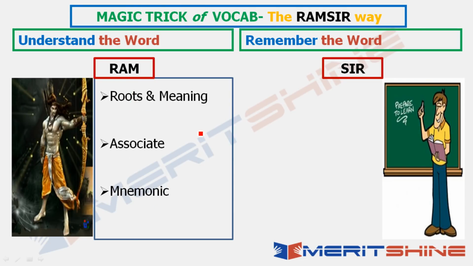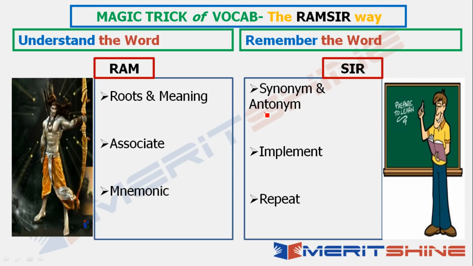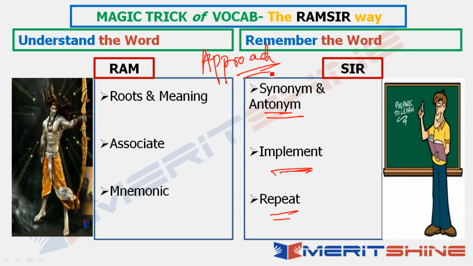I will not go into detail of these. You already know. If you do not know, go back to the last 3-4 lectures that we have done on this channel, and understand the process in which we do it. The SIR is synonym and antonym. S stands for synonym and antonym, I for implementation, and R for repetition. So together RAMSIR makes a complete approach towards understanding a word, remembering a word, and utilizing a word in your own language, in your own writing, and in your own usage, right? So that's what RAMSIR is.